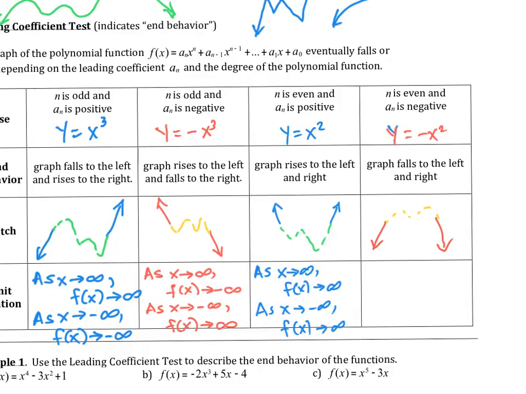Okay, so I'm going to describe the end behavior using limit notation. So as x approaches infinity, the right side of the graph is going down. So f of x is approaching negative infinity. And as x is approaching negative infinity, so the left side of the graph, is also going down.